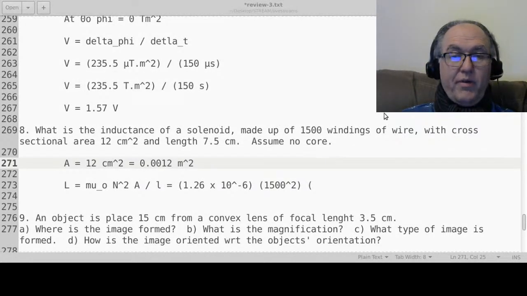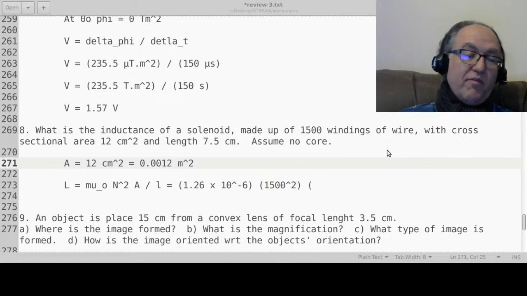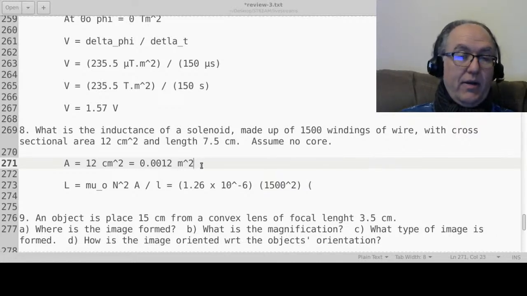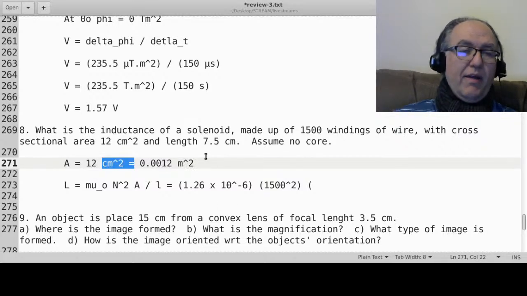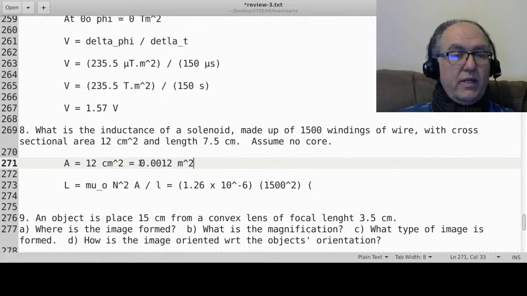So it's like 12 divided by 10,000, or 12 divided by 100 and then divided by 100 again. Okay, because there are 2 centimeters that you have to convert, and for each centimeter that you're converting, you have to divide by 100.